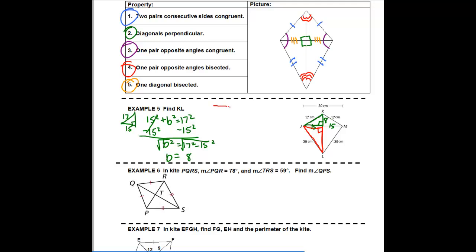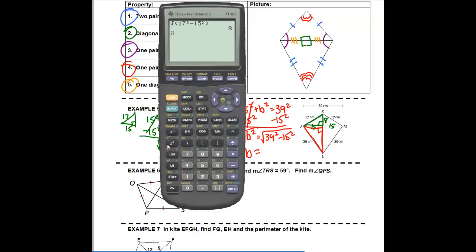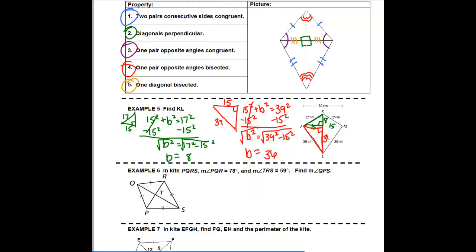And then we have our red one. This is still 15, because that's what this little piece is. And then our diagonal is 39. So 15 squared plus b squared equals 39 squared. Subtract 15 squared from both sides. B squared is equal to 39 squared minus 15 squared. Take the square root. And b is the square root of 39 squared minus 15 squared. B is 36. So this is 36. So all of it together, 8 plus 36, is really 44 centimeters.